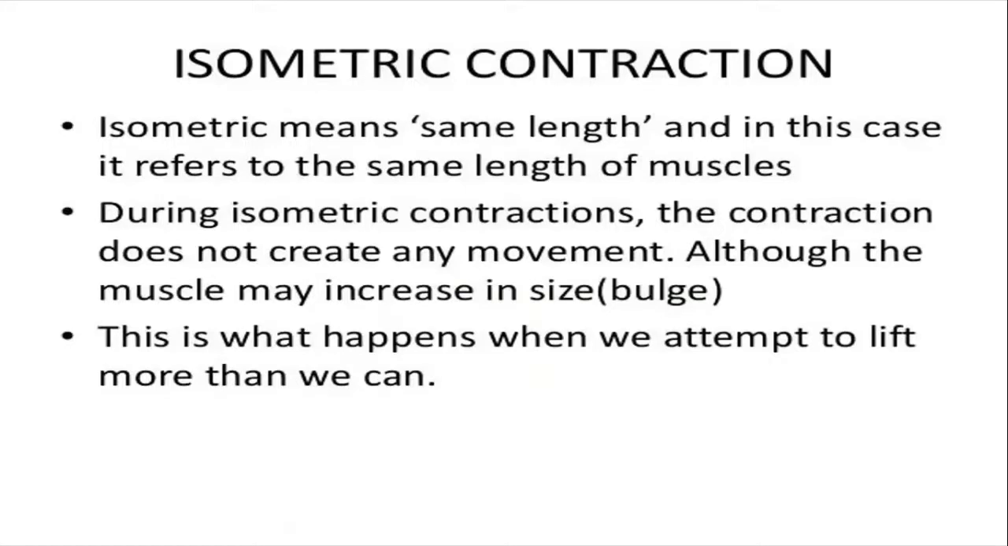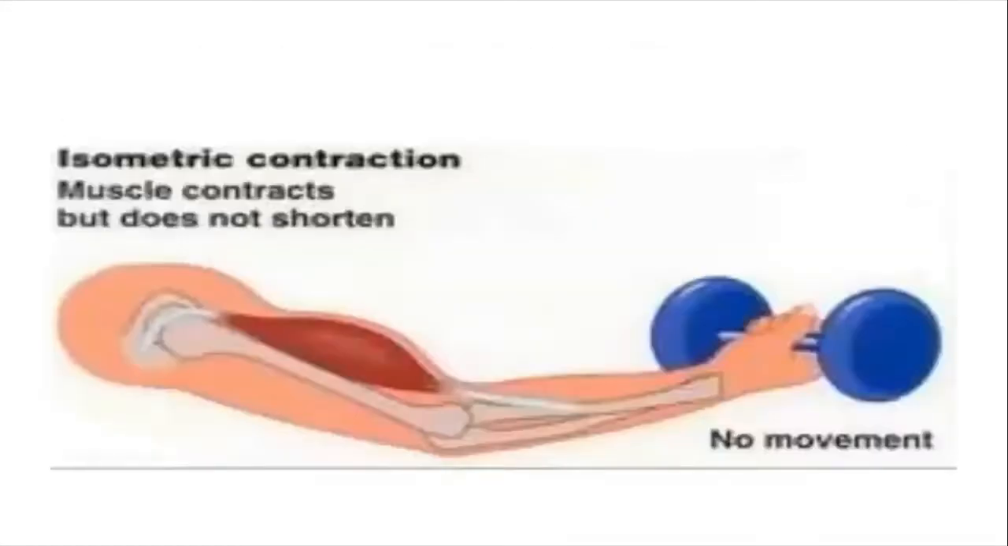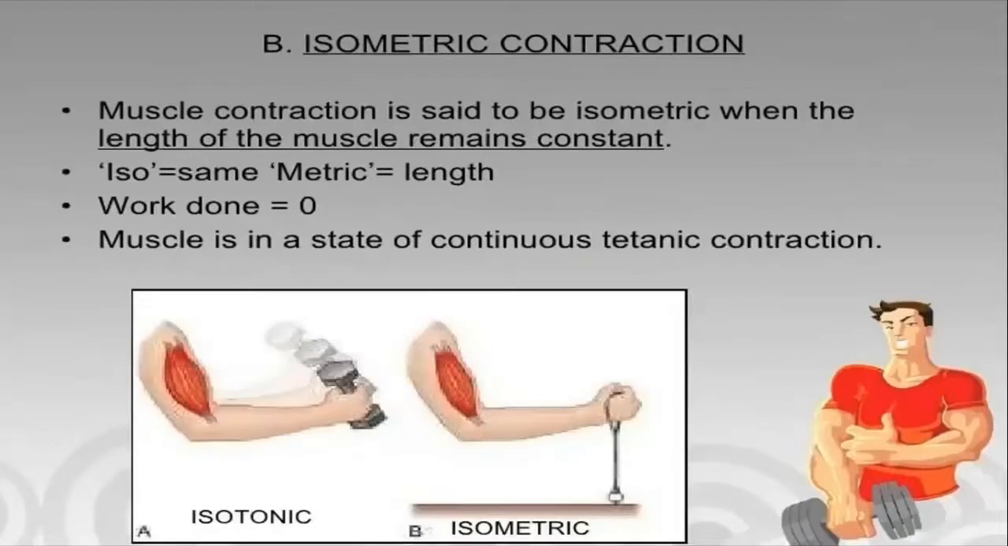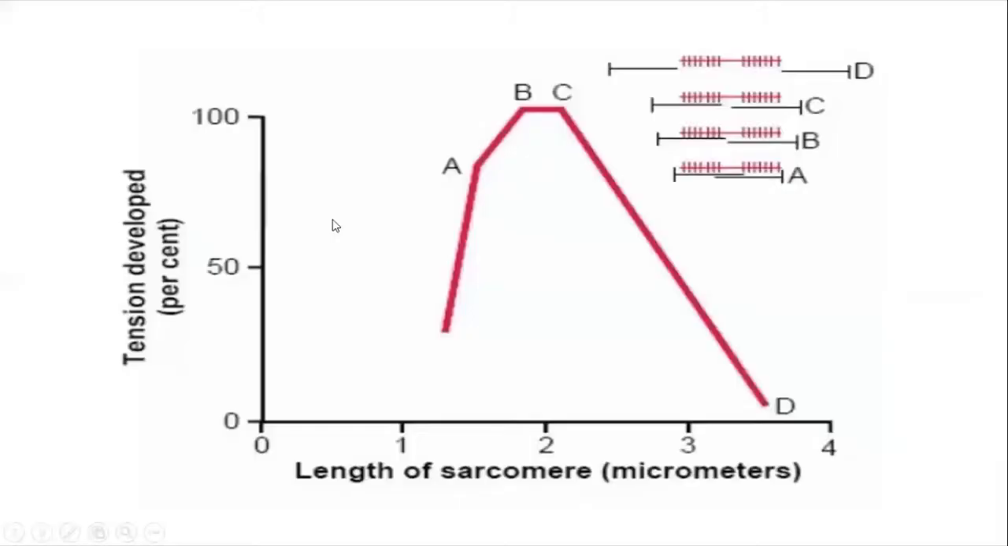Isometric contraction, we have told that the length of the muscle remains constant. So you can see here, the length of the muscle is remaining constant. That is, no movement is occurring here. So again, you can see this is an example of an isometric contraction. So in case of isometric contraction, there is no change in length. So work done will be 0.